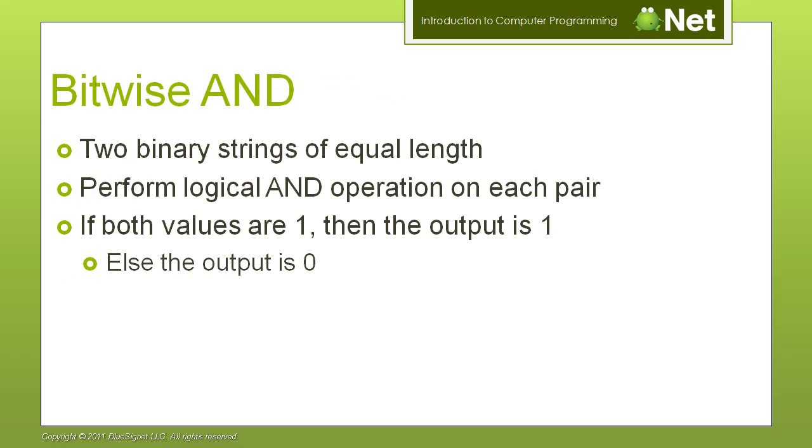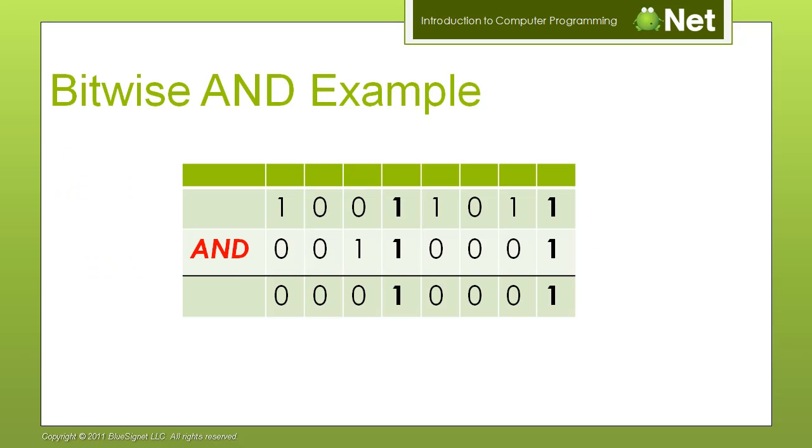Let's talk about a bitwise AND. A bitwise AND is simply two binary strings of equal length. We perform a logical AND operation on each pair. So what is a logical AND operation? Well, if both values are 1, then the output is 1. Else the output is 0. Thus, it has to be on yes and yes for it to be true. So it has to be this and this, then it equals true. So let's take a look at an example.